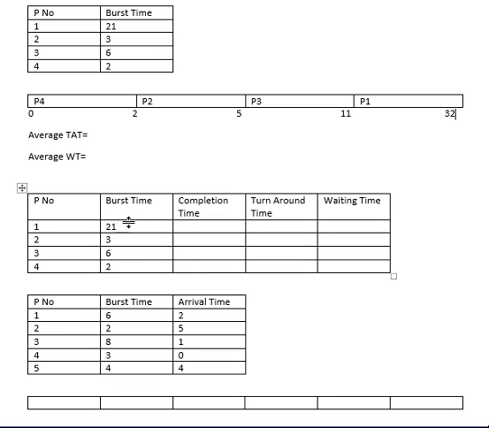Next we'll do the completion time, turnaround time and waiting time. Again here the processes are not in sequence, so you should be careful while filling the completion time. So completion time for P1 is 32.